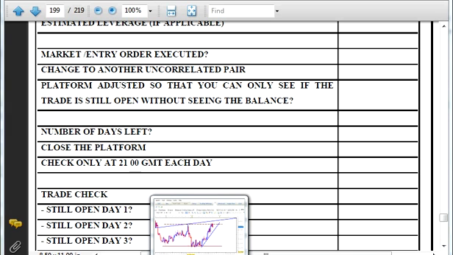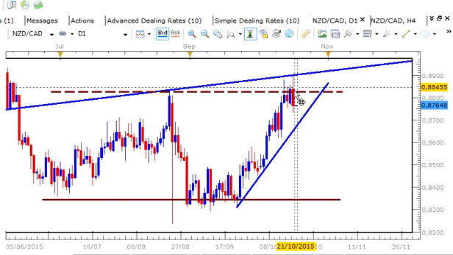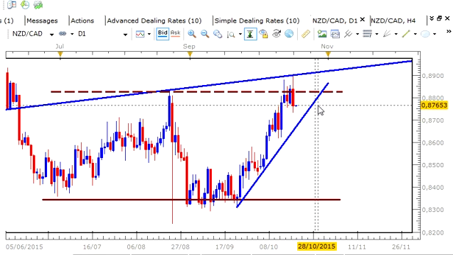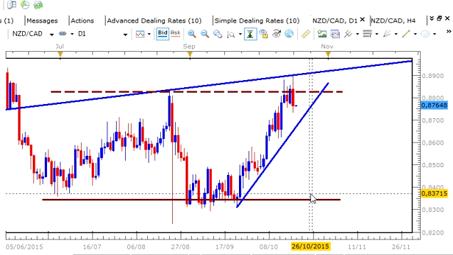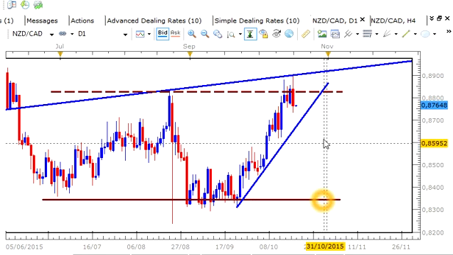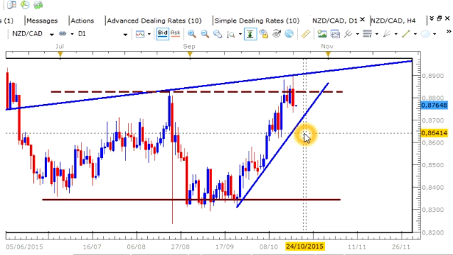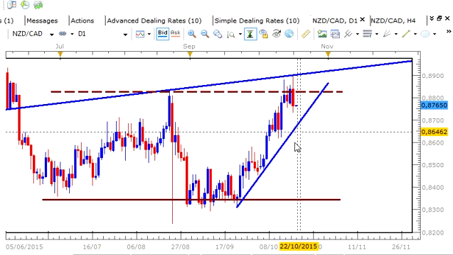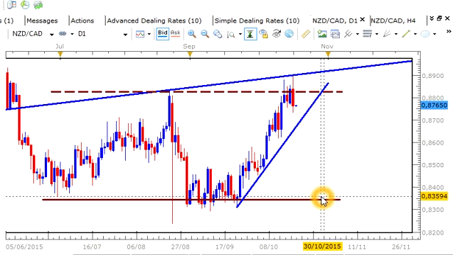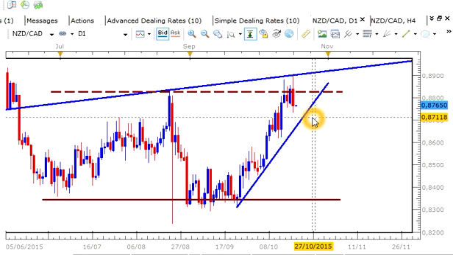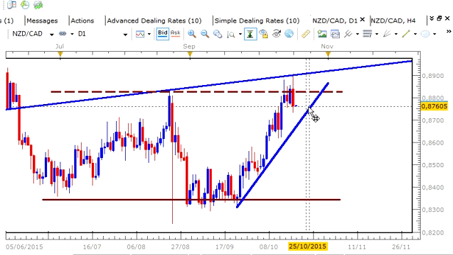So assuming that we get a strong signal at this area here, the distance to support is going to be very large, and this is going to provide us with a wide pip range within which to take advantage of this movement and capture a large number of pips. So we're going to wait to see what takes place.